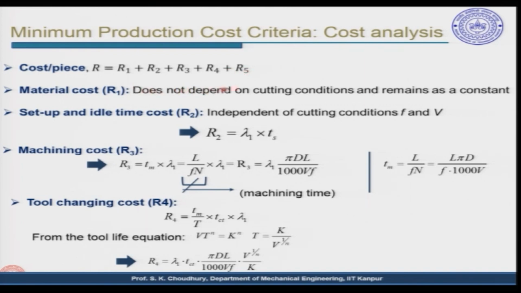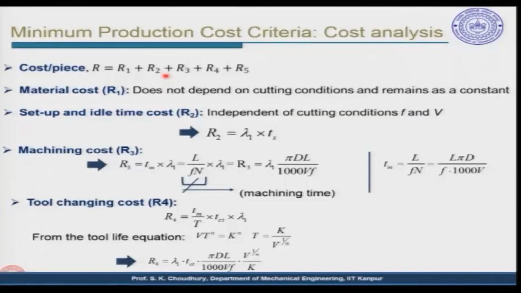Now, the material cost does not depend on the cutting conditions, and we are particularly looking into the cutting condition. In this particular case, for simplicity, we will look into the cutting velocity. So, we will find out the optimum value of the cutting velocity at which the minimum production cost criteria can be satisfied. Now, the setup and idle time cost also remains independent of cutting conditions, either cutting velocity or feed or depth of cut, and this can be defined as the time taken for setting and the idle time into lambda 1, which will be the overhead plus the labor cost.